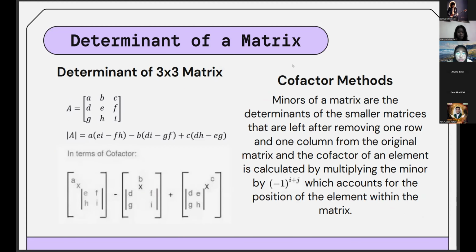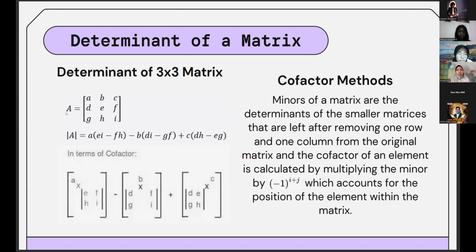Determinant of a 3 times 3 matrix. We use the cofactor method. Minors of a matrix are the determinants of the smaller matrices that are left after removing one row and one column from the original matrix, and the cofactor of an element is calculated by multiplying the minor by -1 to the power i plus j, which accounts for the position of the element within the matrix.